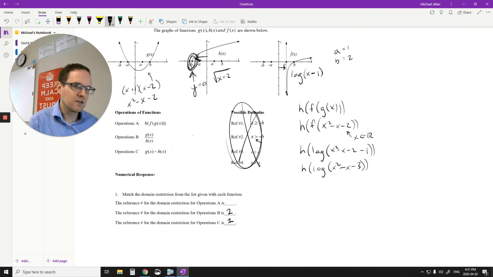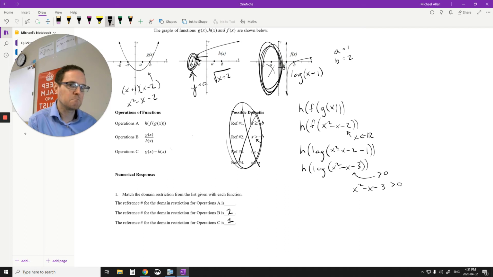Now the thing about log graphs, you notice that in the log graph, there's nothing over here, right? Because I'm not allowed to take the log of a negative number. So this, whatever's inside the brackets here, has to be greater than 0. All of that has to be greater than 0. So I have to look at that and say, okay, when would this graph be greater than 0? Well, first of all, I got to figure out when it's actually equal to 0.